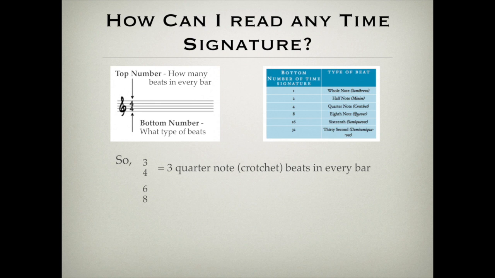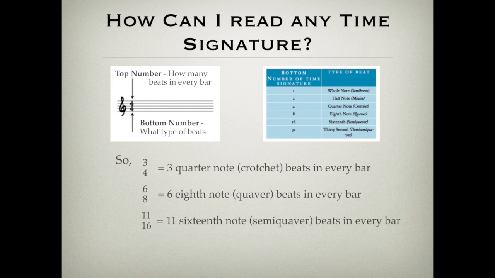Next example, 6/8. Okay, we're getting more confusing here. But let's just break it down. Top number, 6 beats in every bar. Bottom number, they're eighth notes or quaver beats. So there's got to be 6 eighth note or quaver beats in every bar. Final one, 11/16. It's unlikely you're going to come across this particular time signature very often. But if you do, it's simple. There's 11 beats in every bar and they are 16th notes or semiquavers. Okay, so it's really simple.